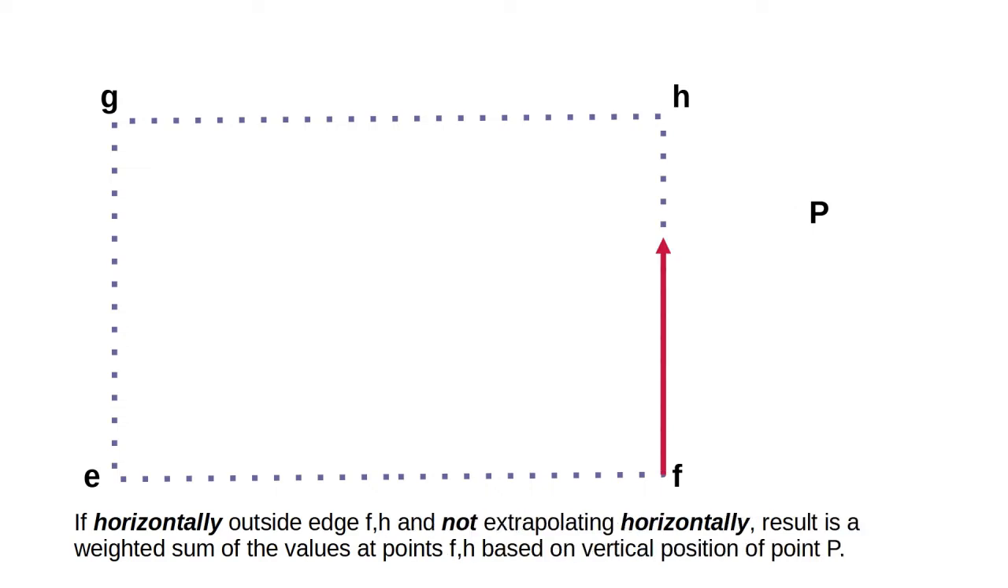Or, if your point is outside the rectangle, you can choose to not extrapolate in that direction. Effectively, this means that the interpolated value is the same as if point P were located exactly at the nearest point along that side of the rectangle. Remember that vertical interpolation is still occurring. So every point at right angle to that side gets the same value as the closest point on that side.